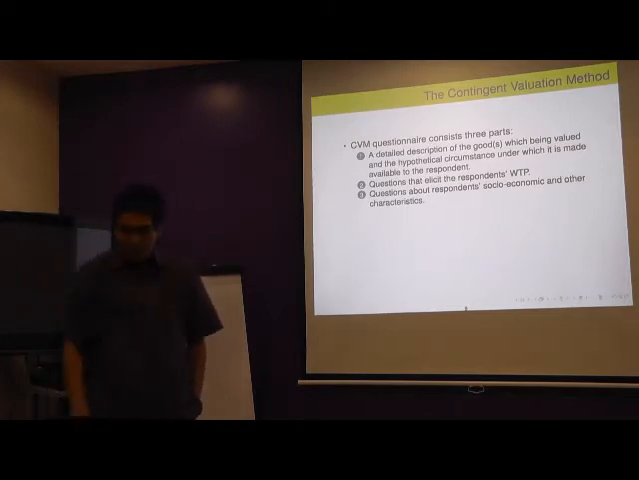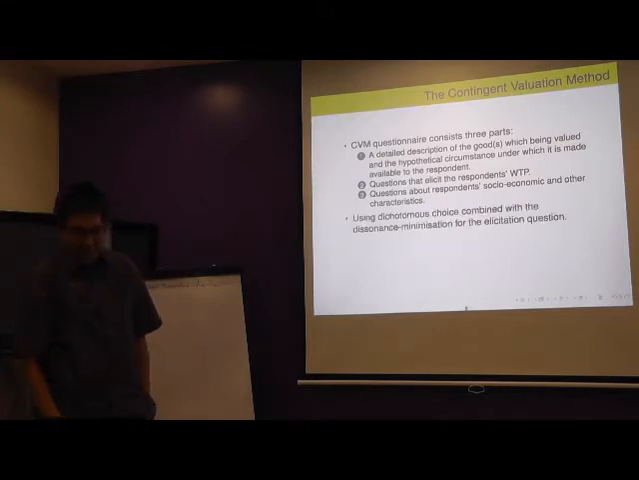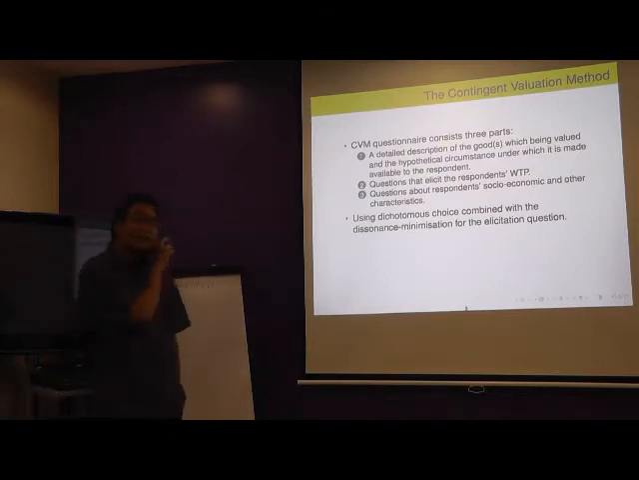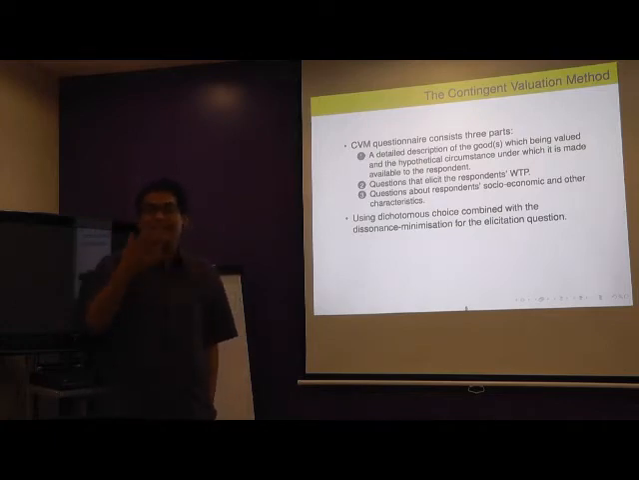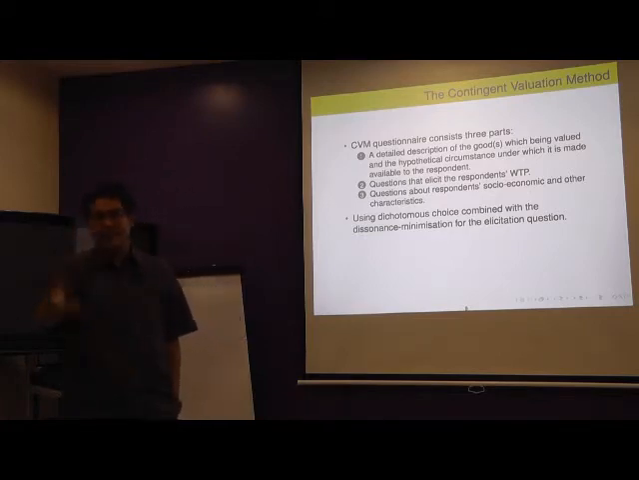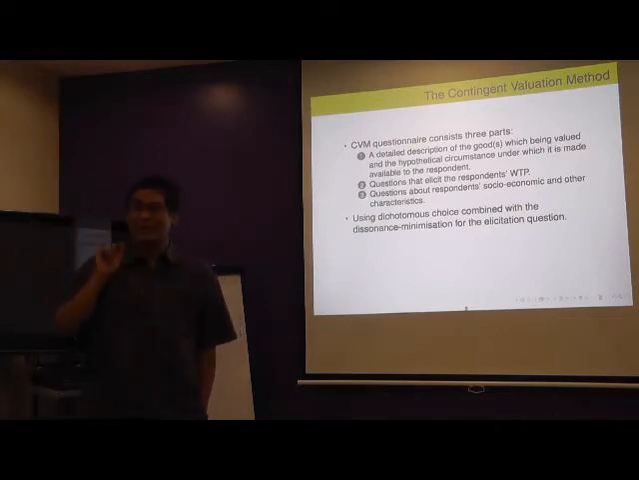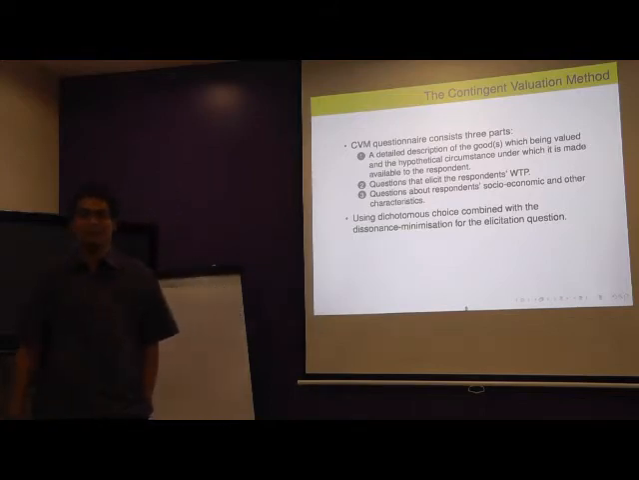The third one is questions about the respondent's socioeconomics and other characteristics. So I try to look at other characteristics that might influence their response. Okay, I use a dichotomous choice combined with dissonance minimization in the elicitation question. Dissonance minimization means that if they say yes, I ask why they say yes, and I propose a series of options. And if they say no, I also propose a series of options. One of the options is that they don't trust the current government. And most of the no responses are because they don't trust that the municipal government can overcome the solid waste problem. Okay.